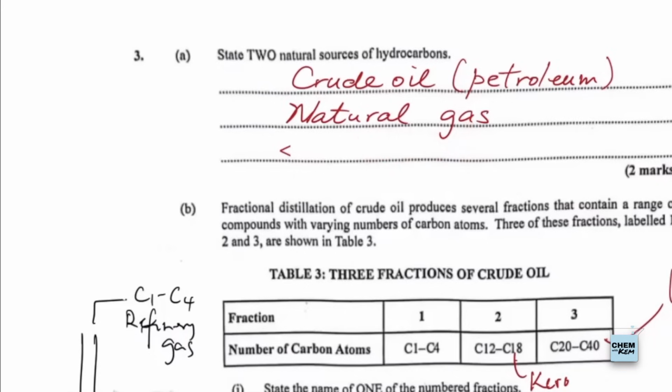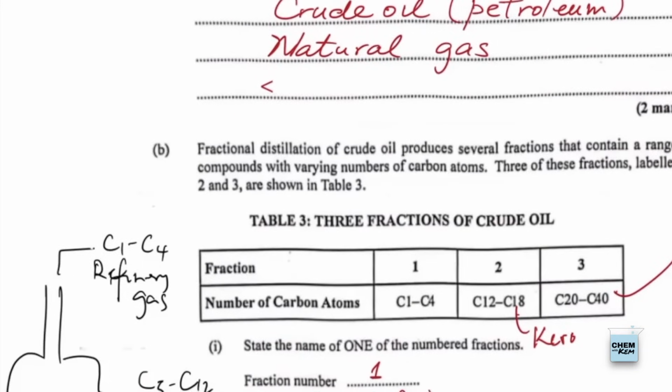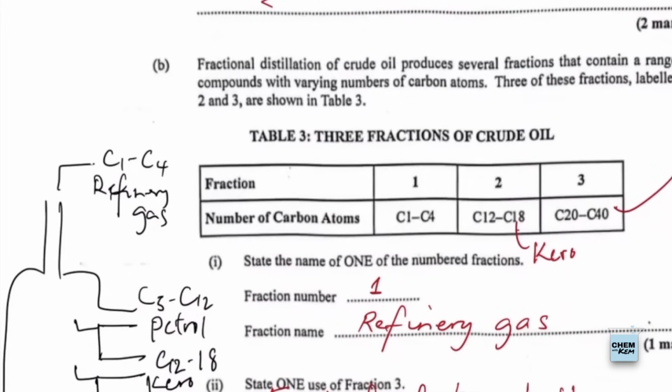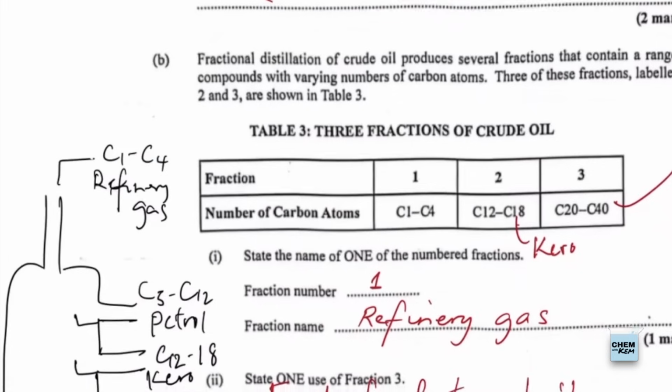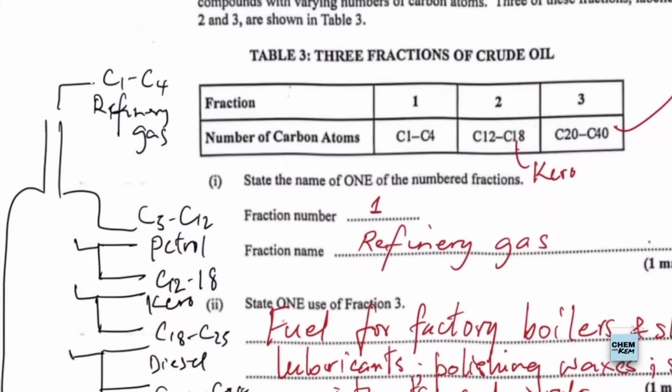All right, so they give us the fraction here. They say in B, fractional distillation of crude oil produces several fractions that can contain a range of compounds with varying number of carbon atoms. 3 of these fractions labeled 1, 2, and 3 are shown in table 3. They want us to name one of the numbered fractions. I would stick with the first one. That's the easiest one, refinery gas. And then if we didn't know that one, we could name fraction 2.